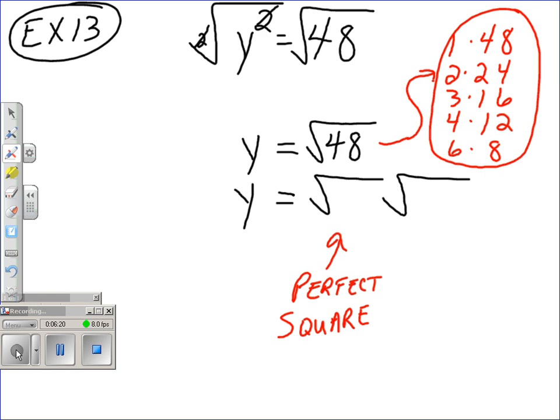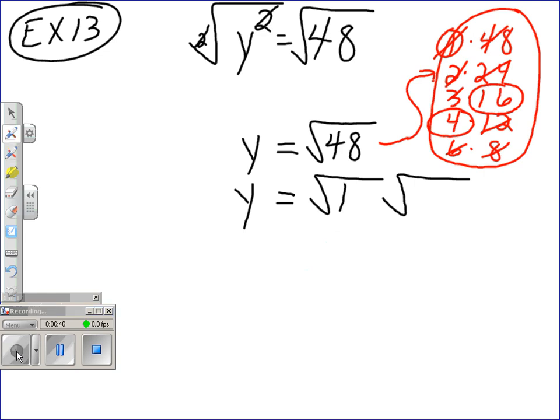I see 1 is a perfect square, but it never helps us simplify, so I'm not going to look at it. I see that 16 is one of my perfect squares, because the square root of 16 is 4. And I see that 4 is a perfect square, because the square root of 4 is 2. None of the others are perfect squares, so I'm only looking at 16 or 4. I'm going to use the bigger number, 16, because it'll help me simplify faster. So I'm going to put 16 in my first square root bracket, and the 3, because it was 16 times 3, is my leftover. I'll put my leftover 3 over there.